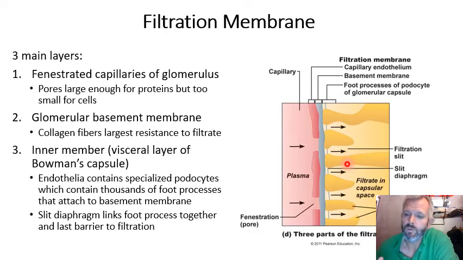Okay, again, what is the driving force here is the hydrostatic pressure. There's a pushing force on here that's going to push it through, but again, it has to be small enough to make its way through this filtration membrane. Okay, so this is the first process. That hydrostatic pressure is going to force filtrate into the Bowman's capsule, into the capsular space.